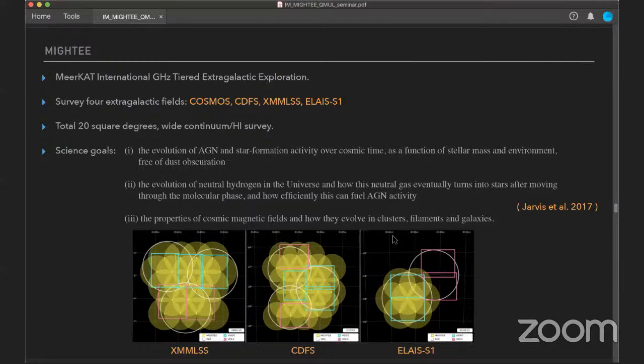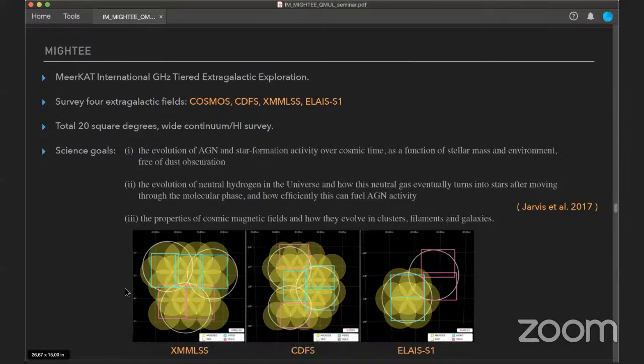And if you are interested in the MIGHTEE survey and you want to know more about it, please read the paper by Matt Jarvis, 2017. And the figure at the bottom here shows the various pointings that will be put for XMM-LSS, CDFS, and ELAIS-S1 in the MIGHTEE mode.